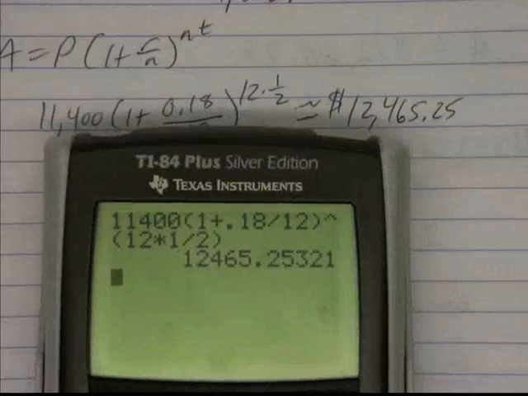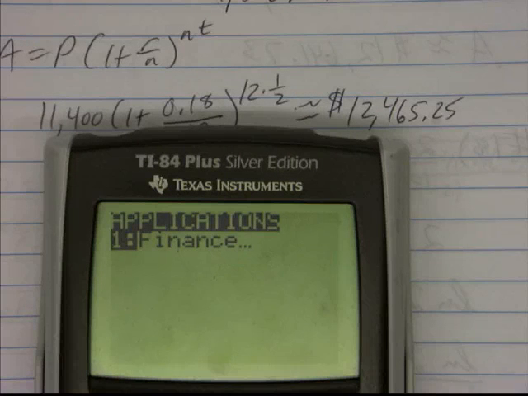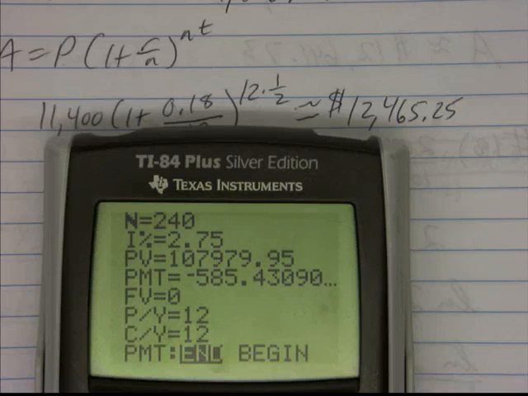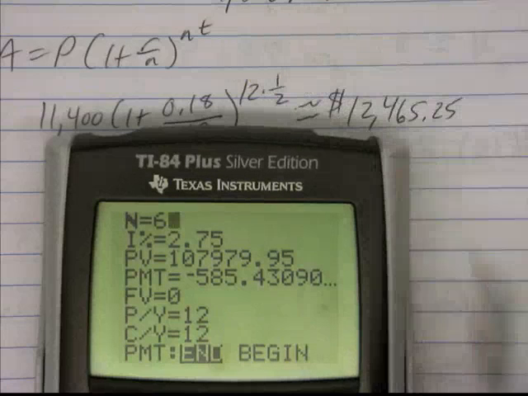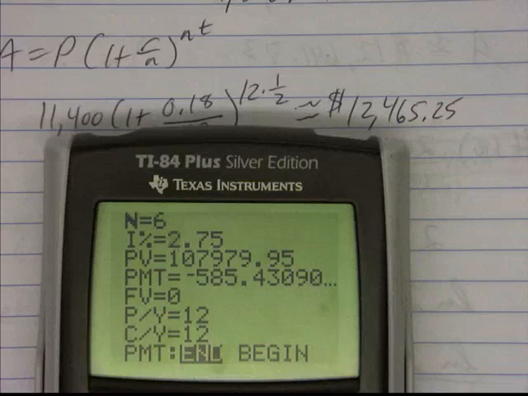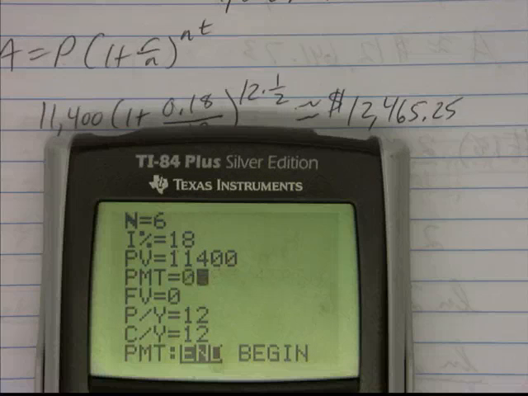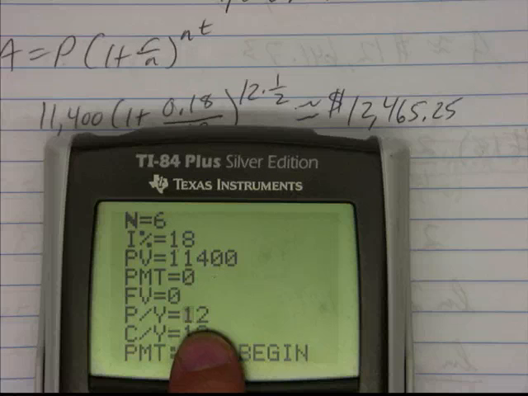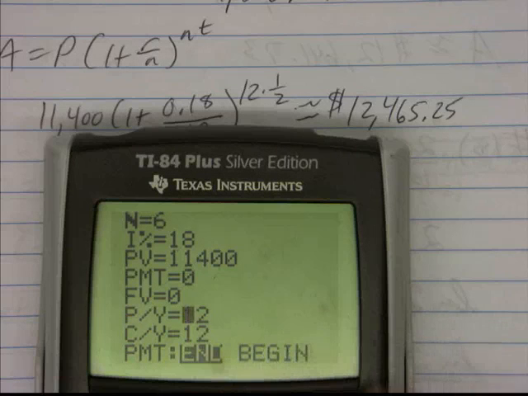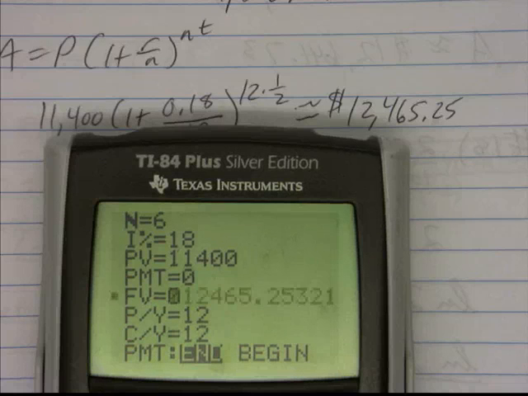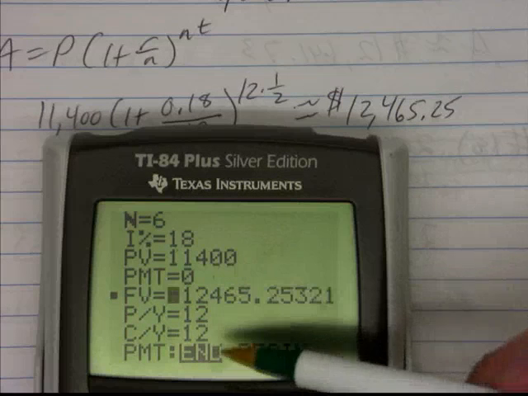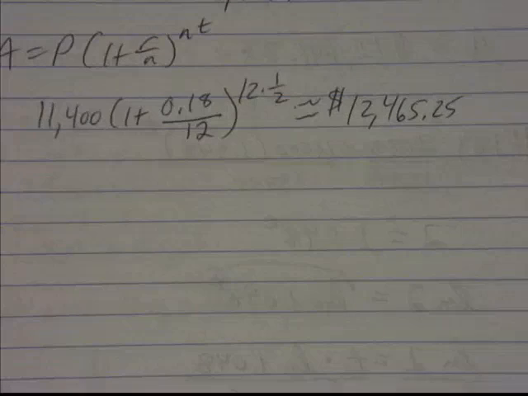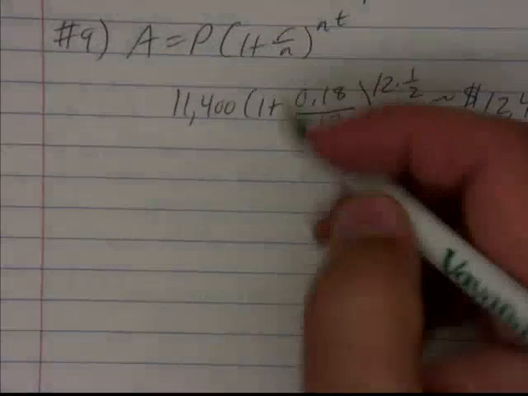If we did it using the finance app, our number of payment times is going to be 6 because it's for 6 months. Our interest rate is 18%. Our present value is 11,400. We are not making any payments. The compounding is 12 per year, and we want to know what the future value is, so we hit alpha, solve, and it gives us the same number. Okay, either way is fine with me. If you're going to do it this way, please write this down so I can see what you did, and then if you made an error, I can give you some partial credit once I figure out what you did.